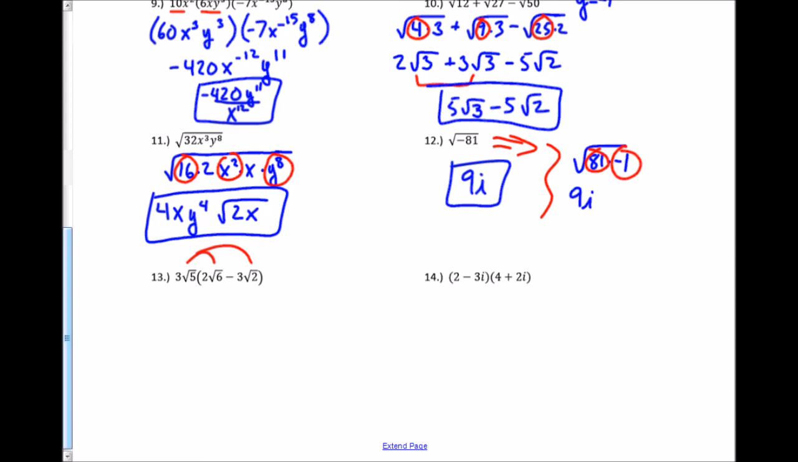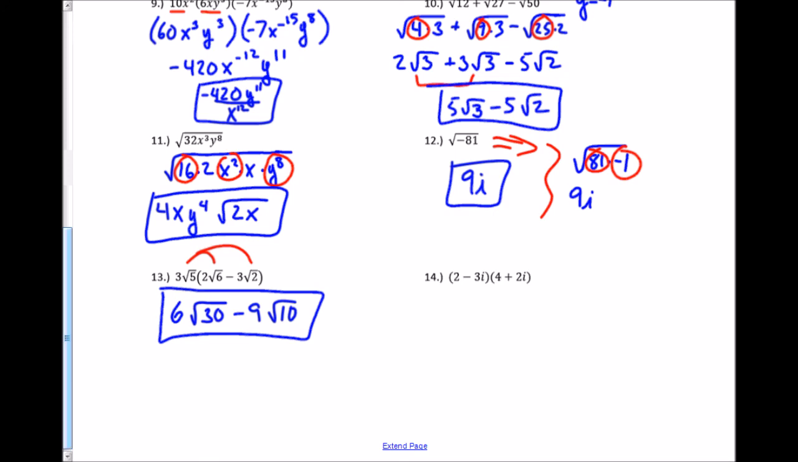And remember, it's just stuff on the outside with stuff on the outside, stuff on the inside with stuff on the inside. So when I do the 3 root 5 times the 2 root 6, I do the 3 times 2 on the outside, which is a 6. I do the 5 times 6 on the inside, which is a 30. And I do the same thing with the next term. The 3 times a negative 3 is a negative 9. The 5 times the 2 gives me a 10 underneath. And now I would simplify this as far as I could like I did in number 10. I'm looking for perfect squares, trying to combine like radical terms. And there are no perfect squares. There are no like radical terms. That one stays exactly the way it is.